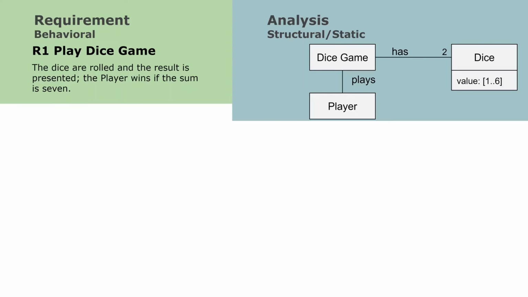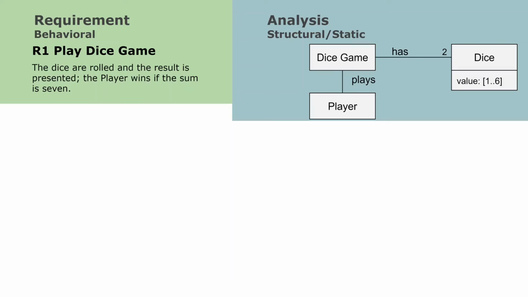In this case, we only have one requirement, so it's a little bit easy. But as you see here, we have made some decisions or found some problems in our requirements when we try to make this analysis. So we understand that we have player, we have a dice game, and we have dice classes. And these communicate with each other in some way, and we need to keep track of the dice inside the dice game, and we need to know the player that plays the dice game.